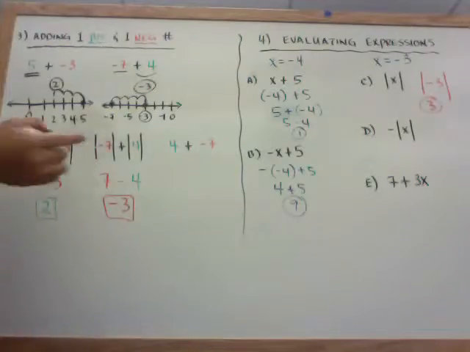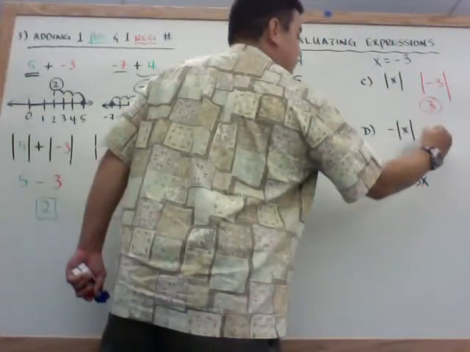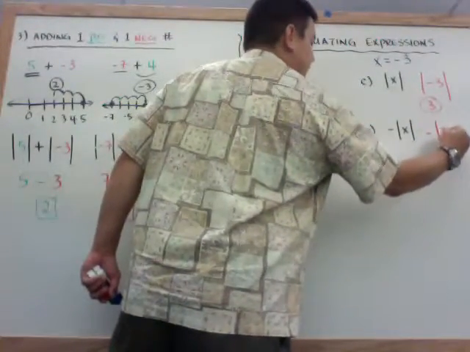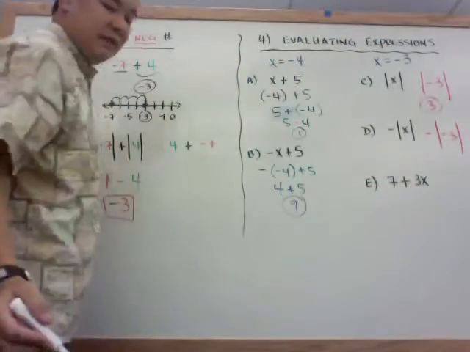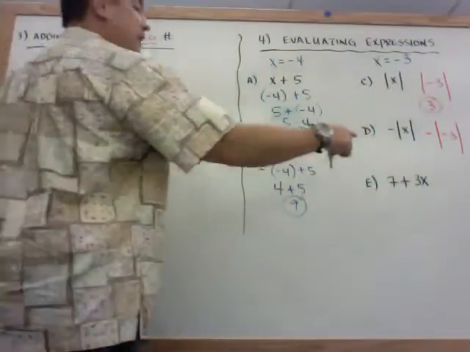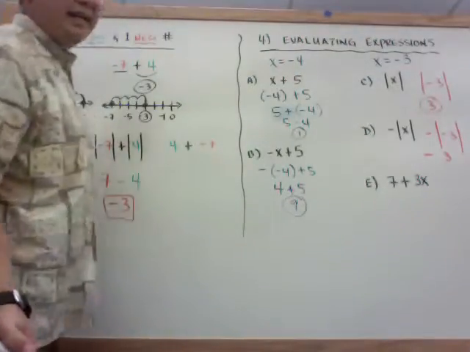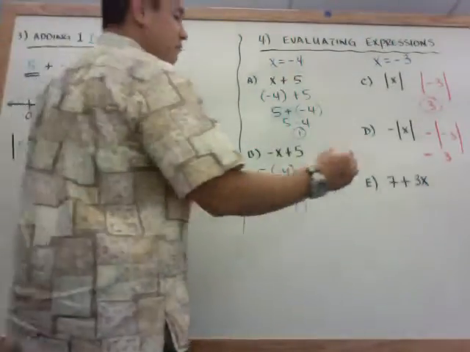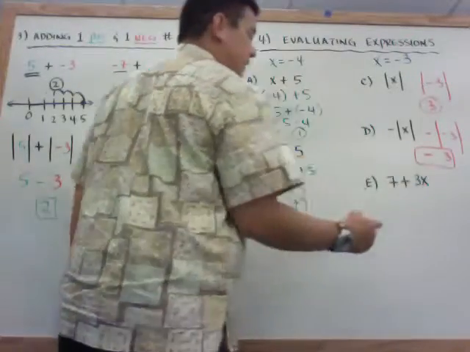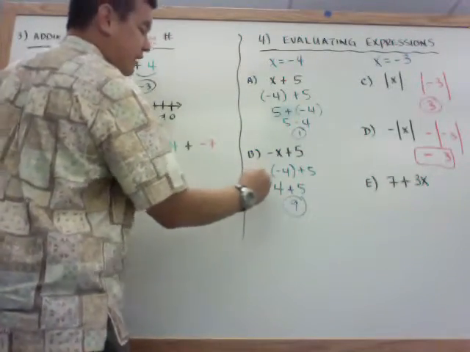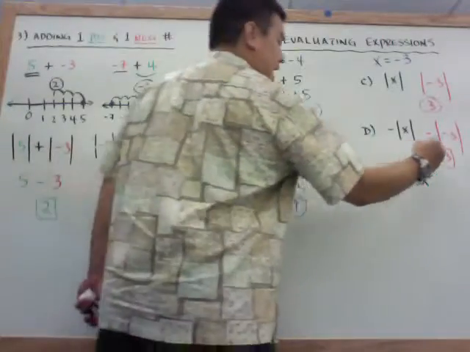If the negative is outside of the absolute value, I would put a negative absolute value of -3 here. This absolute value of -3 becomes +3, but this negative is on the outside, so it actually becomes -3. Be careful, I wanted to show you this, the difference between this negative and this one.